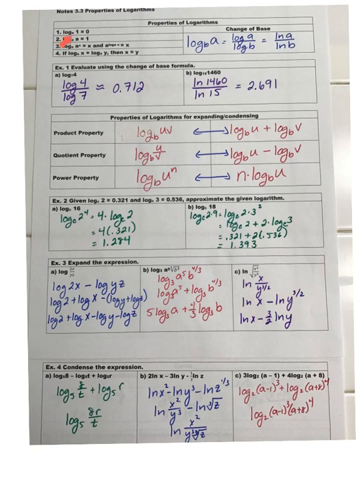This first one, the log of 1 base a has to equal 0. Think about it. This is asking a to what power equals 1? Well, anything to the 0 power equals 1. And we have the log of a base a equals 1. Well, let's think about it. A to what power equals a? Well, a to the first power equals a.